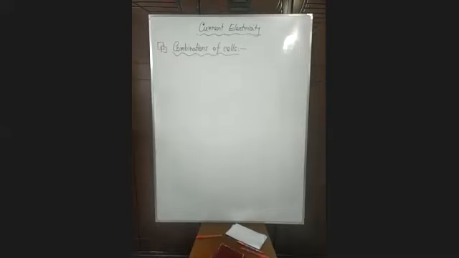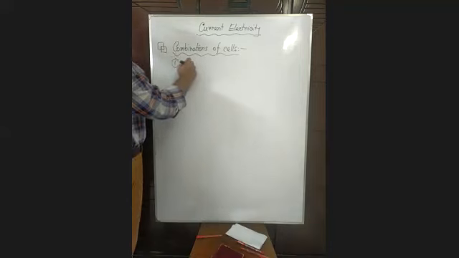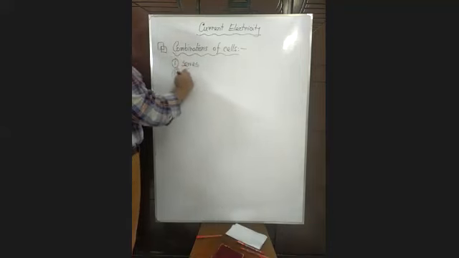Okay, so during the time of our SSC, we had learned about the combination of resistance. When we completed the electrostatic chapter, we had learned about the combinations of capacitors. But this time, we will discuss a new one, combinations of cells. So how can a cell be combined in a circuit? Two ways. One is the series combination, and another one is the parallel combination.